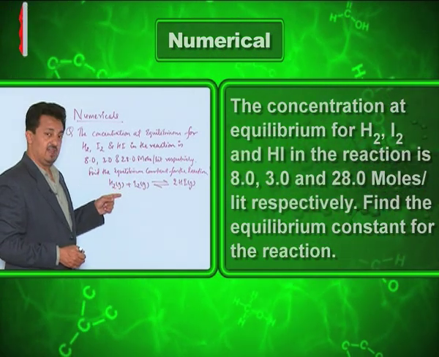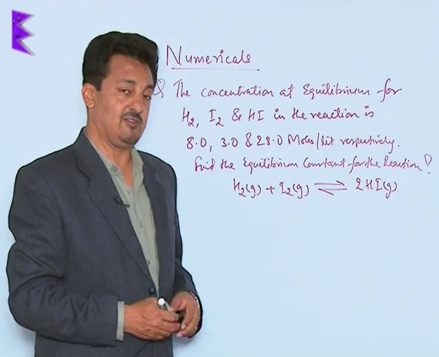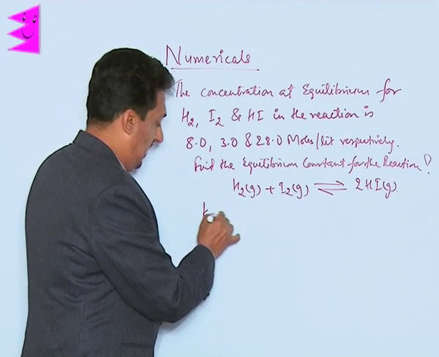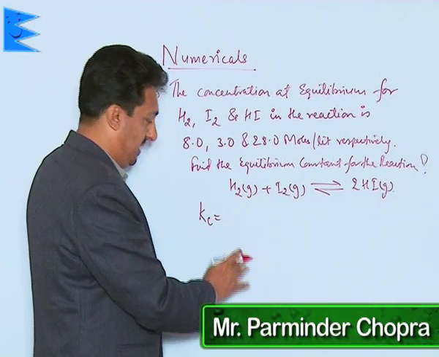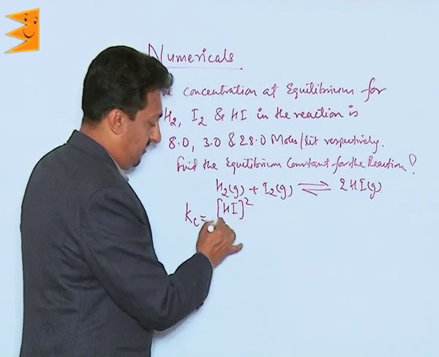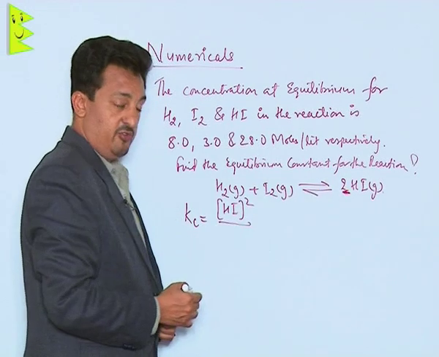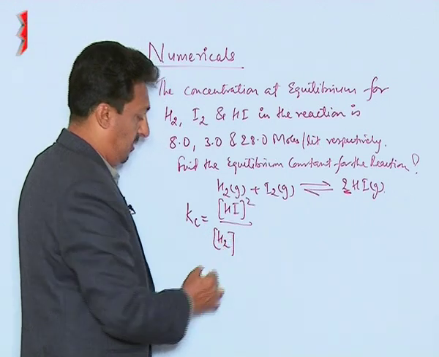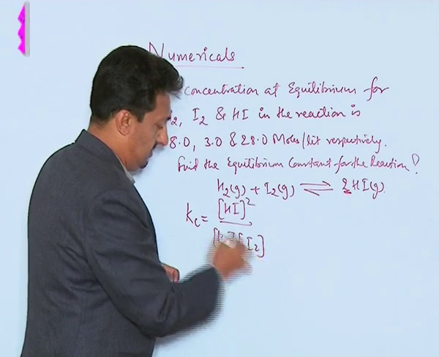The reaction is that when hydrogen gas is reacted with iodine gas, it forms HI, which is also a gas. Now the Kc for this reaction, first we will write down the expression, will be the product's concentration, which is HI, and the square of this, because this is what is the coefficient 2 written before this, upon the product of concentration of the reactants, which is hydrogen and iodine.